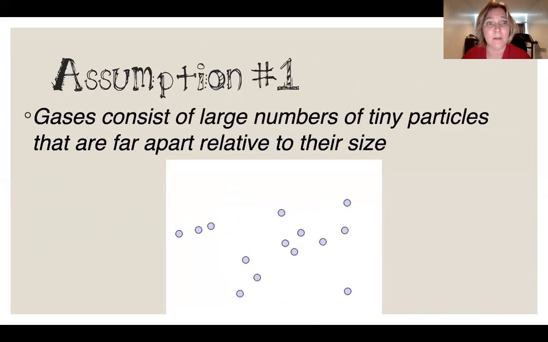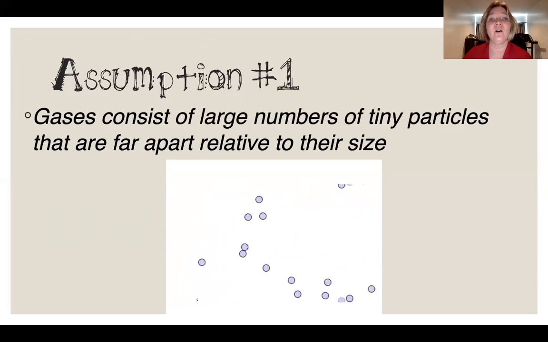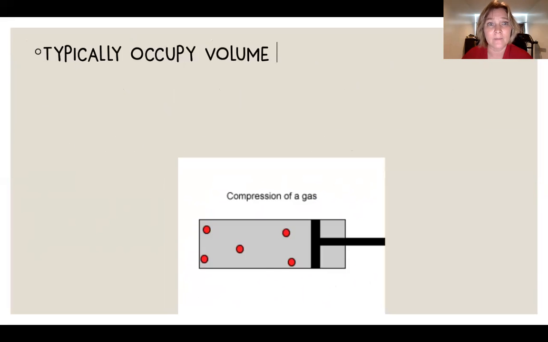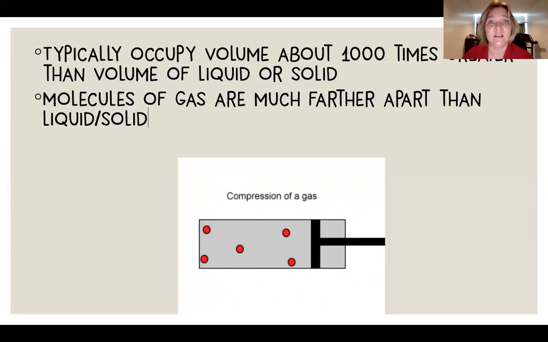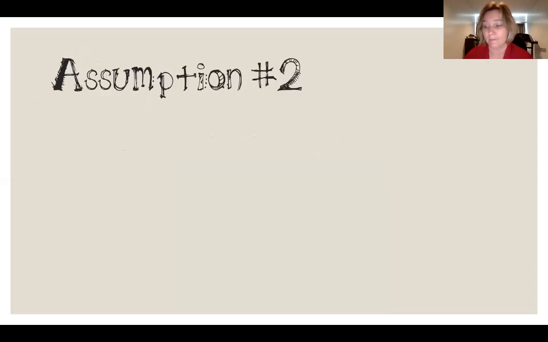Okay, assumption number 1: gases consist of large numbers of tiny particles that are far apart relative to their size. They typically occupy a volume about 1,000 times more than the volume of a liquid or a solid. This is because they are much farther apart than in a liquid or solid, and this accounts for gases' lower densities as well as their compressibility.